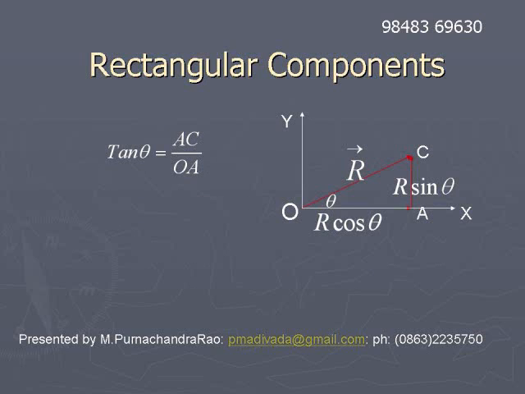The angle between OA and OC, if it is theta, then tan theta will be equal to AC by OA. That is ry by rx. Like this, we get the magnitude and direction of the resultant of two perpendicular components.